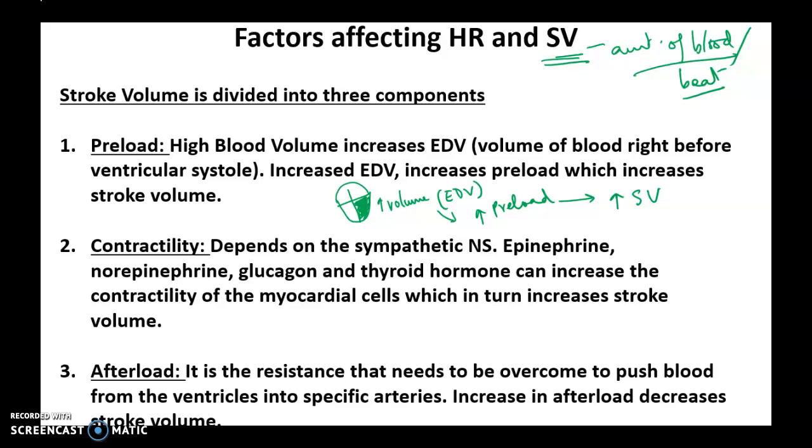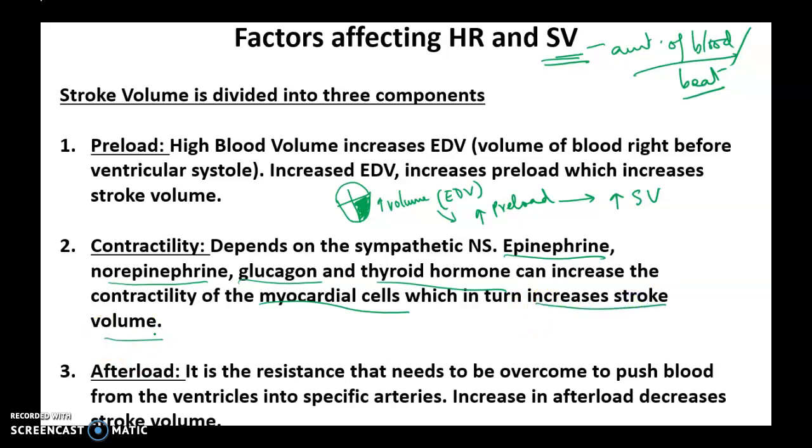Remember, we talked about this. Epinephrine and norepinephrine are associated with the sympathetic nervous system. Also, we have other hormones like glucagon and thyroid hormones, which can work on the myocardial cells and increase the contractility of these cells. So 4 things: epinephrine, norepinephrine, glucagon, and thyroid hormones. All these 4 can work on the myocardial cells specifically, not the specialized cells, the myocardial cells, which in turn increases stroke volume.